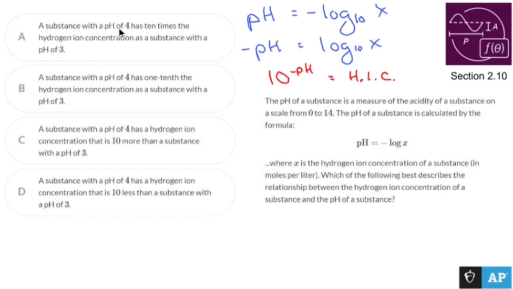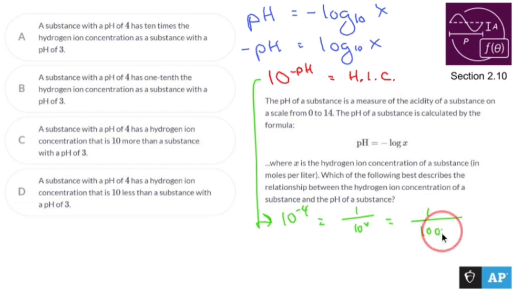A substance with a pH of 4 has 10 times the hydrogen ion concentration. If the pH is 4, that's 10 to the negative 4th. 10 to the negative 4th is the same as 1 over 10 to the 4th, which is 1 over 10,000. Pretty small. A pH of 3 means I'm going to have 10 to the negative 3rd, which is 1 over 10 to the 3rd, which is 1 over 1,000.